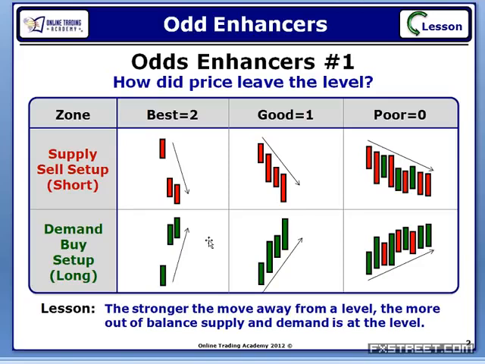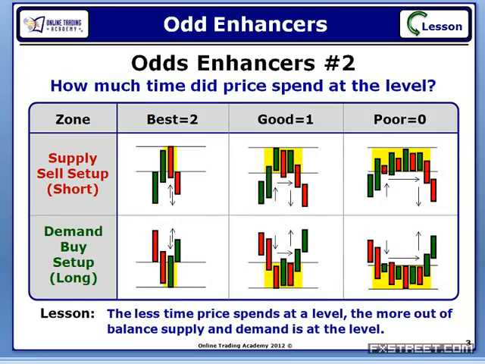And again, the lesson here is, like I just said, the stronger the move away from an area, the more out of balance supply and demand is at the area. Okay? Yeah, all news is going to do is speed up what was going to happen anyway. Odds enhancer number 2. And again, we're going to apply this to the live charts in a few minutes. Odds enhancer number 2.